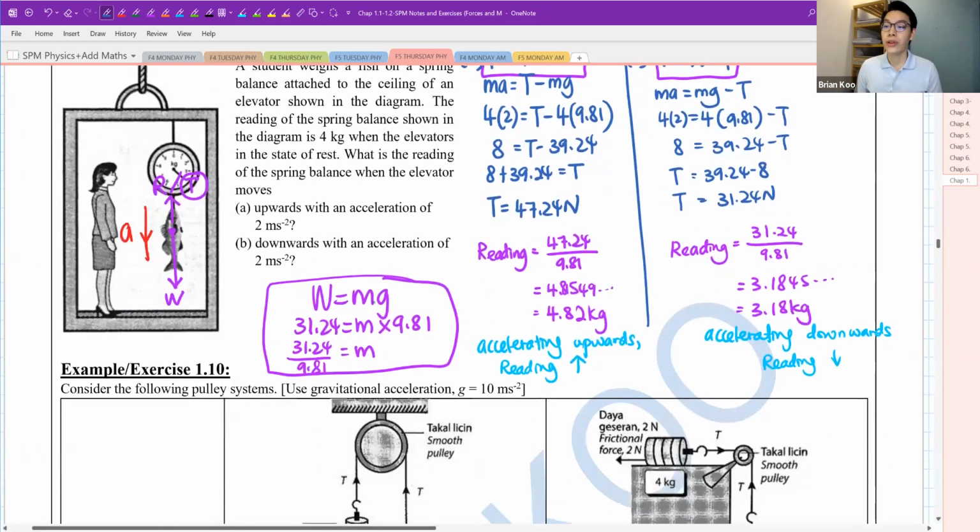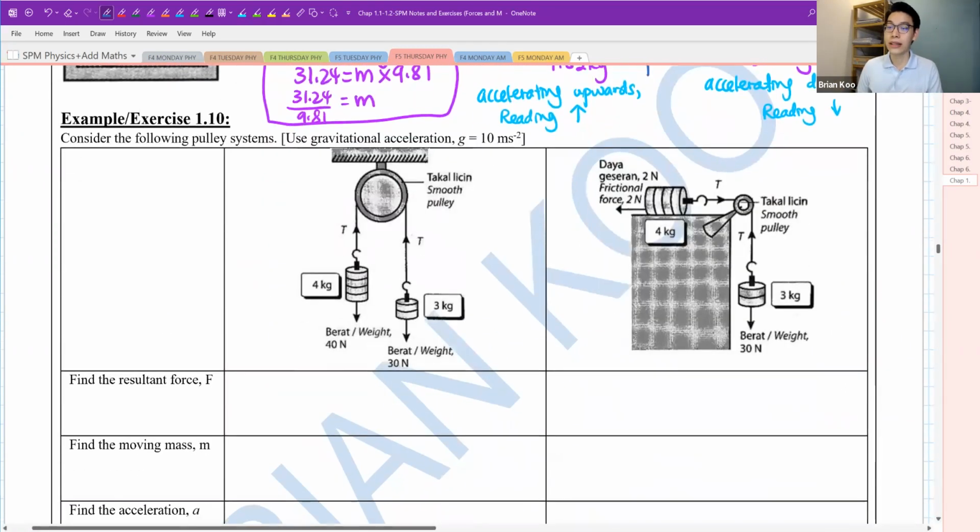The next part is we're going to go into the pulley systems. A lot of people will find pulley systems very confusing, but you try to follow along. Try to focus when I explain this. So they say consider the following pulley system, and they also say use the gravitational acceleration of 10 meter per second squared. So in this particular question, we're not going to use 9.81. I'll just follow the question and use 10 meter per second squared.